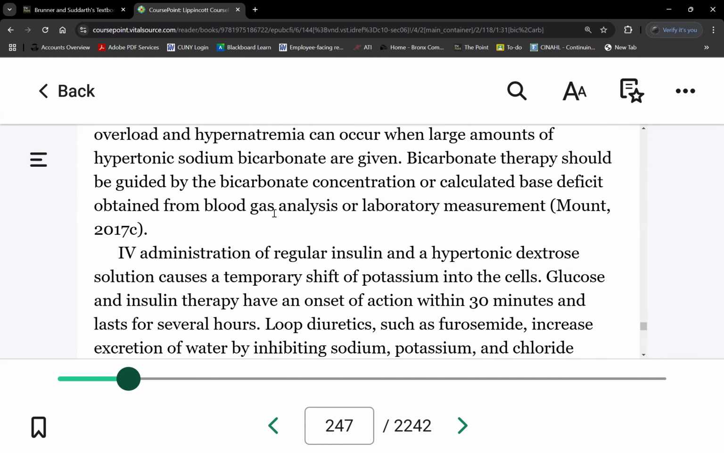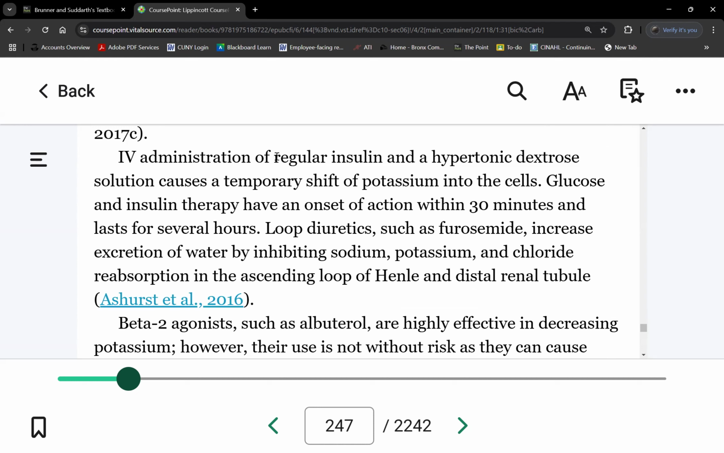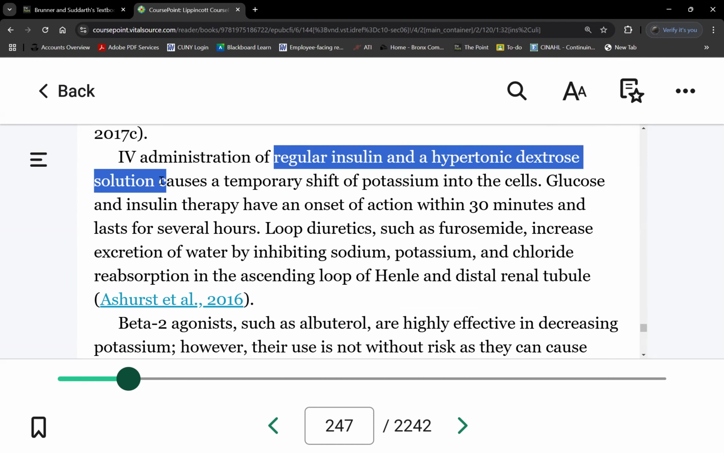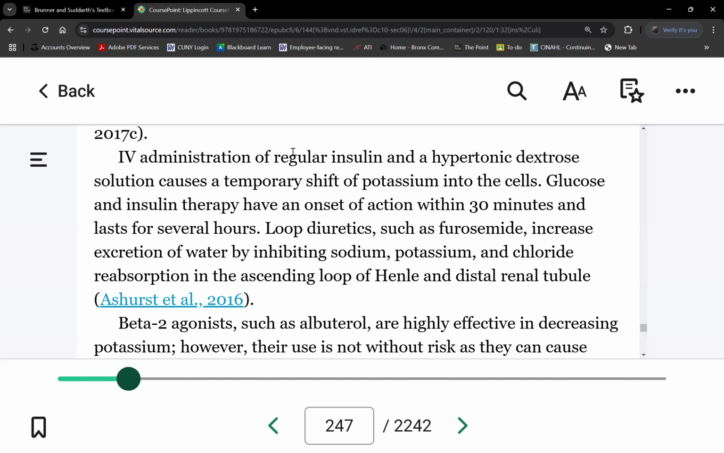Next, regular insulin and hypertonic solution or dextrose solution. Now, this option is not one or the other. They have to be given both. Okay, you can't give IV regular insulin or dextrose. They both have to be given. This is the rationale. What is the effect of regular insulin? What will it do to the blood glucose?